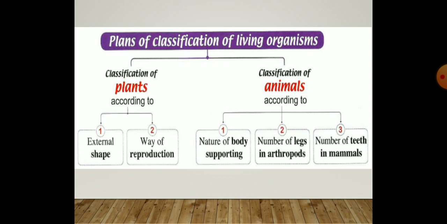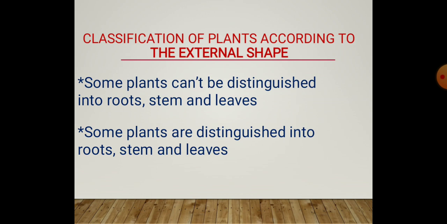Plans of classification of living organisms. First, classification of plants according to external shape and the way of reproduction. And about the classification of animals according to the nature of body supporting, number of legs in arthropods, and finally, number of teeth in mammals. First, classification of plants. We will start with the classification of plants according to the external shape, or appearance, into.